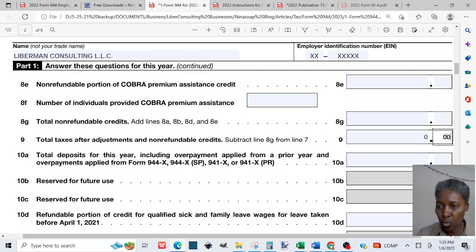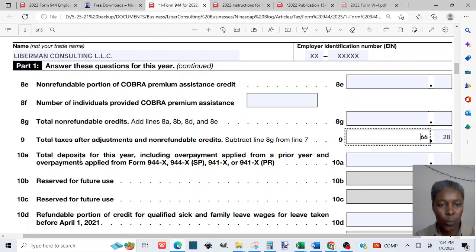So that's how you will complete it. You will put $0 on line 9. Everything else you leave blank and put your business information where it should go. But dollar amount wise, you just leave the other lines blank and put 0 on line 9. But in our case, it's not 0. Line 7, total tax minus total non-refundable credits gives us $66.28. So our line 9, total tax after adjustment and non-refundable credit, is $66.28.